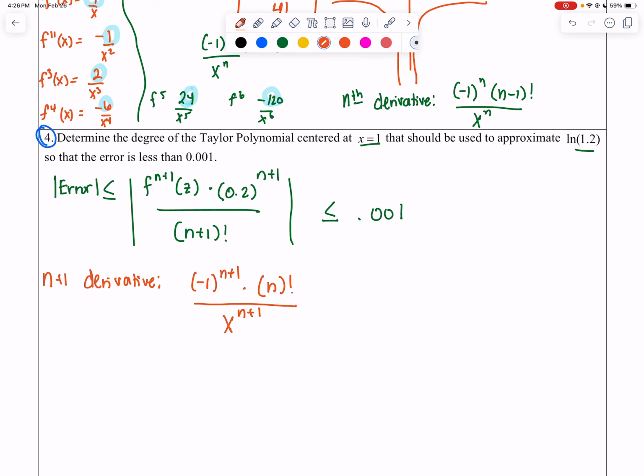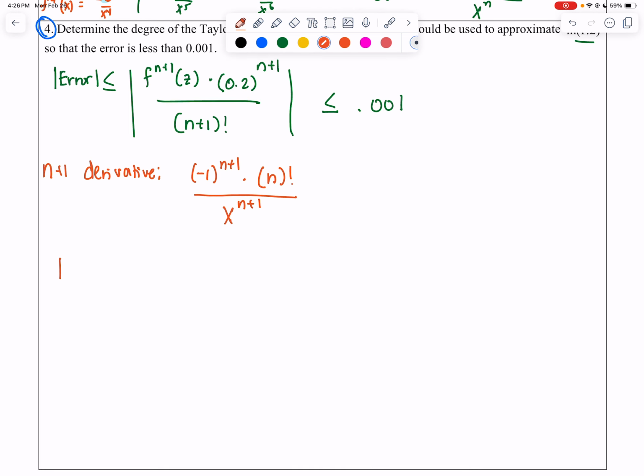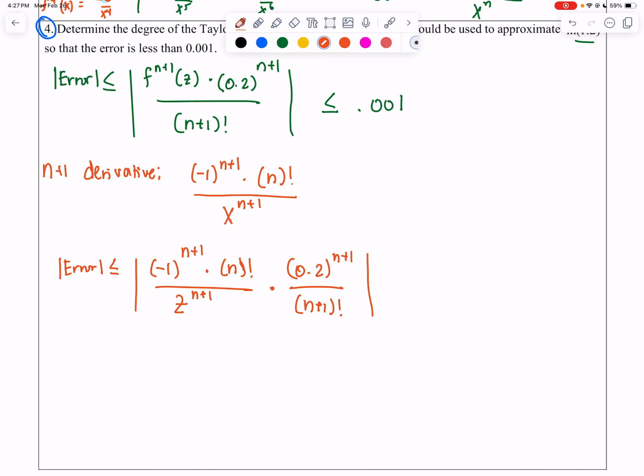Now, since we are working with z, though, this is going to give us error is less than or equal to negative 1 to the n plus 1 n factorial over z to the n plus 1, since I'm not working with x here. This is going to be 0.2 to the n plus 1, and then we have n plus 1 factorial, and this is going to be less than 0.001.